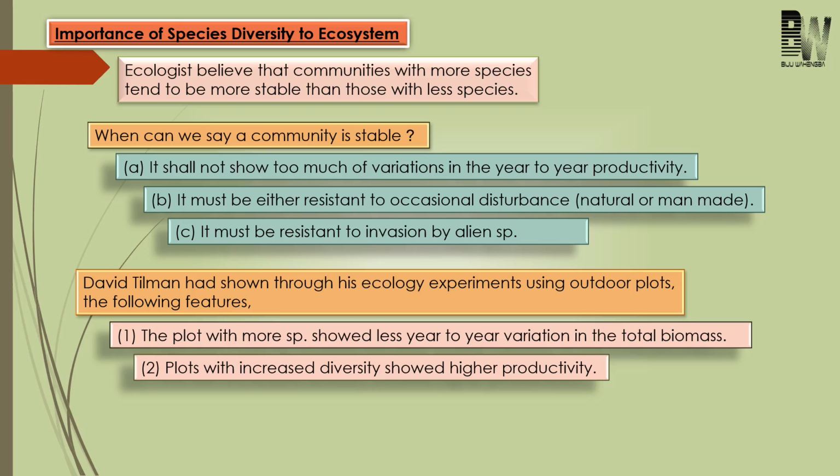So point number one, a stable community should not show too much variation in productivity from year to year.